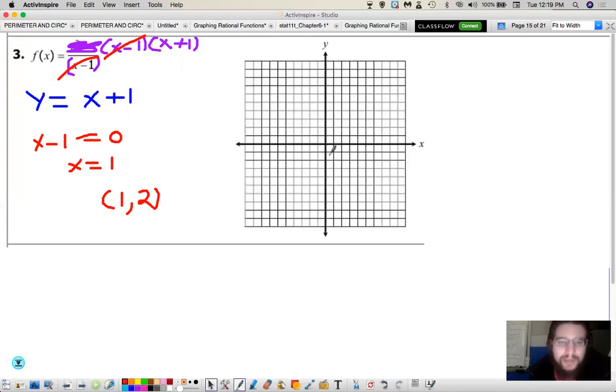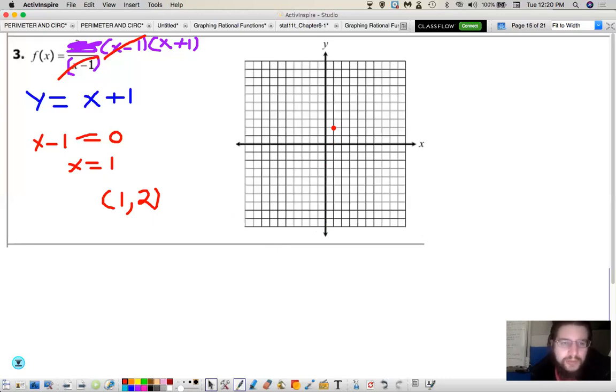So I'm going to plot that. And since it's a hole, I'll put it in red. So my asymptotes are going to be red. My holes are going to be red until I fill them in. 1, 1, 2. So this actually is not there. But after I graph it, I'm going to fill it in with some white and be good.